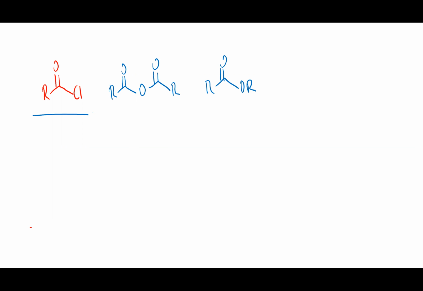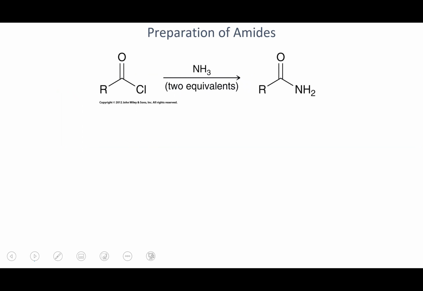The acid chloride is the one that's most useful because it's the more reactive derivative. But you could take each of these carboxylic acid derivatives and make the amide from it. So we looked at this in the previous chapter on the acid chloride, so I'm not going to talk about the mechanism here. But this is the easiest way to do it.